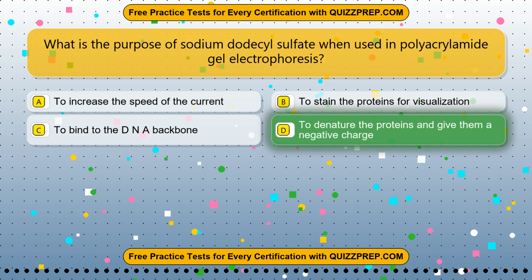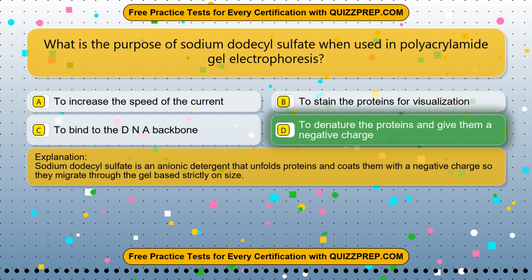The correct answer is option D. To denature the proteins and give them a negative charge. Sodium dodecyl sulfate is an anionic detergent that unfolds proteins and coats them with a negative charge so they migrate through the gel based strictly on size.